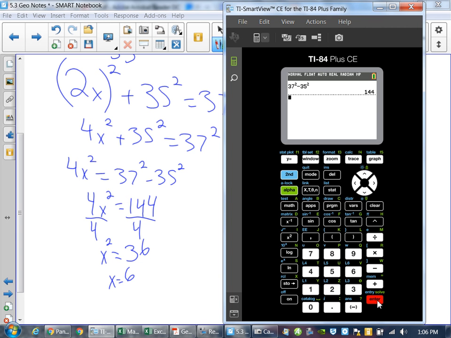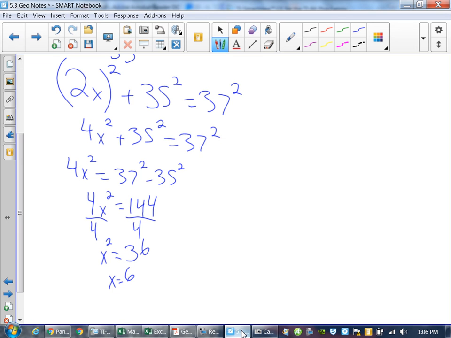Why do we put 4x on the other side? We started here with our triangle. All I did was I moved this number over first. So I had 4x squared equals 37 squared minus 35 squared. And then I had this equaled 144. So it's 4x squared is 144. I have to divide by 4 before I take the square root. You're working backwards from order of ops. That's it. Okay? Try another one like that.